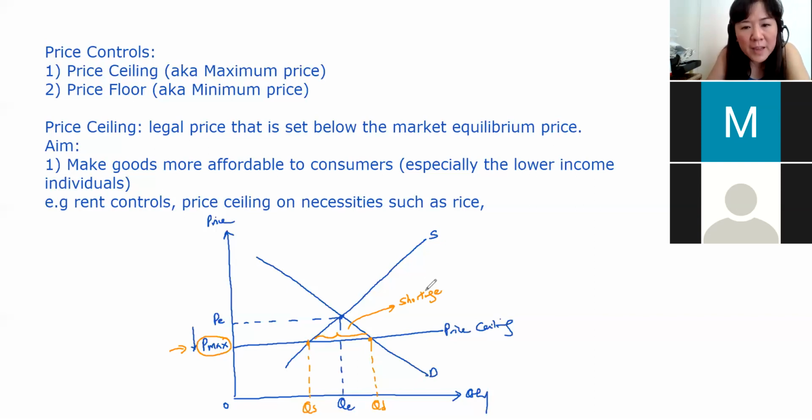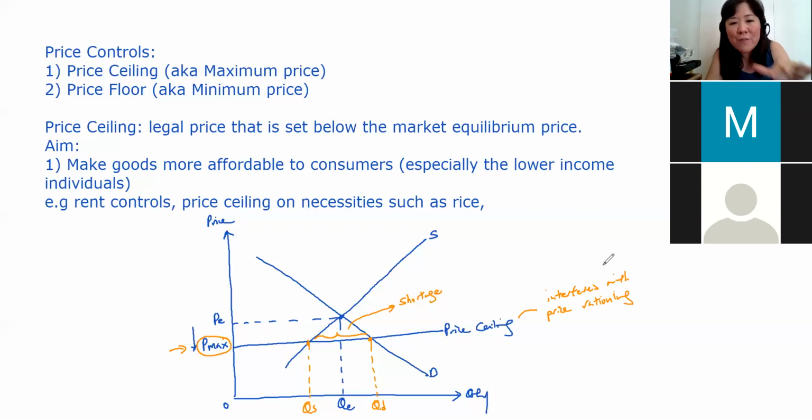The price ceiling interferes with price rationing. What do we mean by that? When do you have to ration the good? You have to ration the good when there is a shortage.